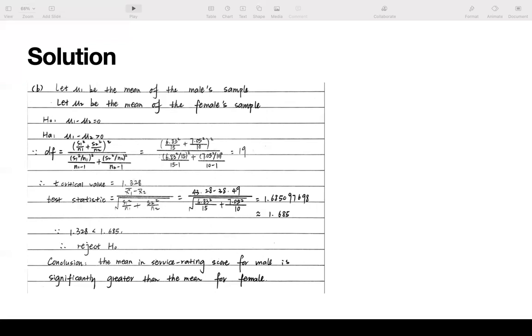So since the sample sizes for males and females are unequal, we have to use the complex formula for the degrees of freedom. And we can calculate that the degrees of freedom is equal to 19. So the critical value for T is equal to 1.328. And also we can calculate the test statistic equal to 1.685. And since our T critical value is smaller than our test statistic, we can reject the null and conclude that the mean in service rating score for male is significantly greater than the mean for female.